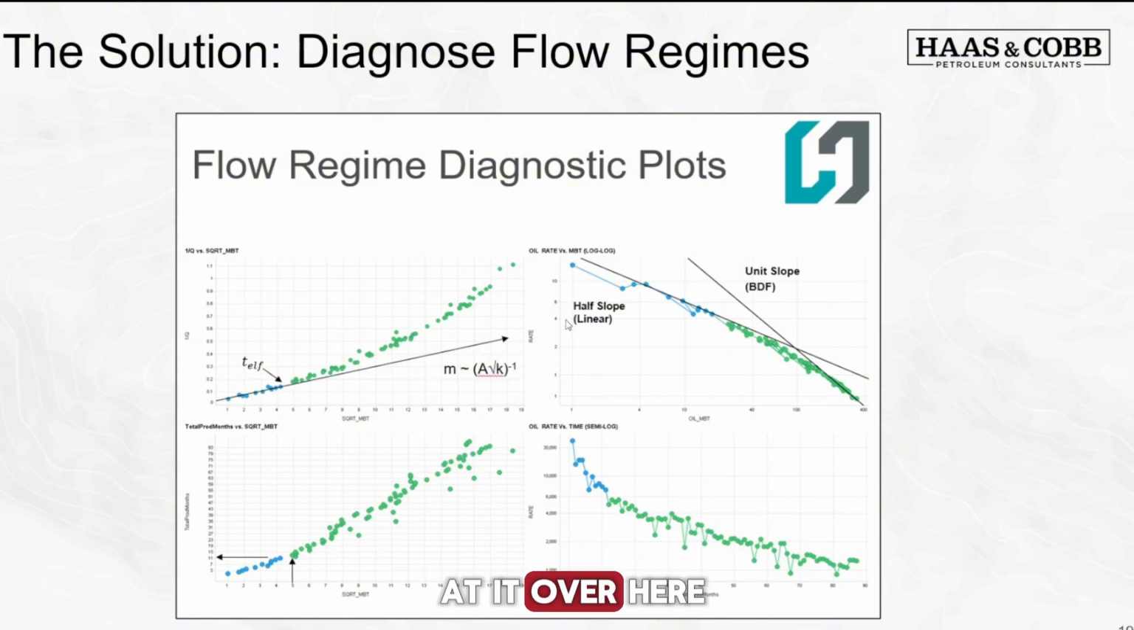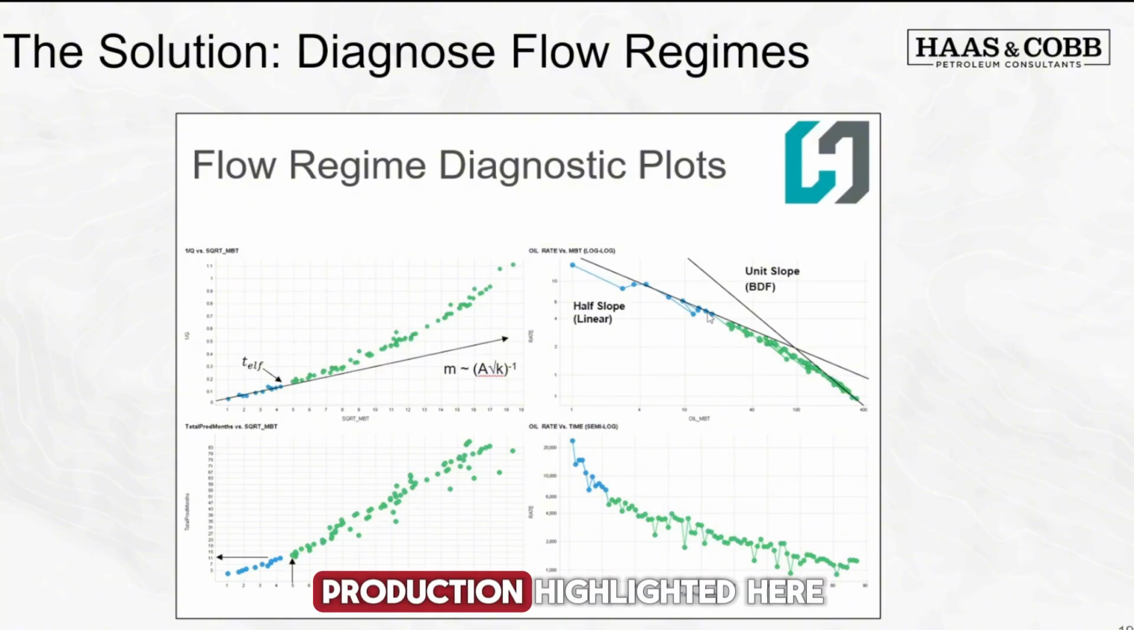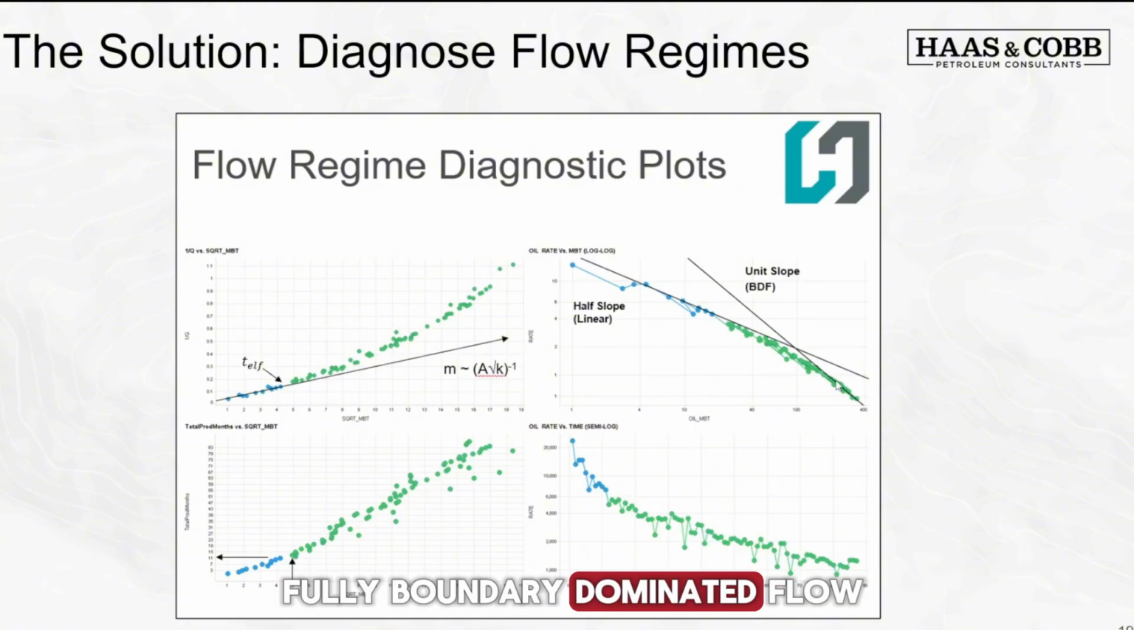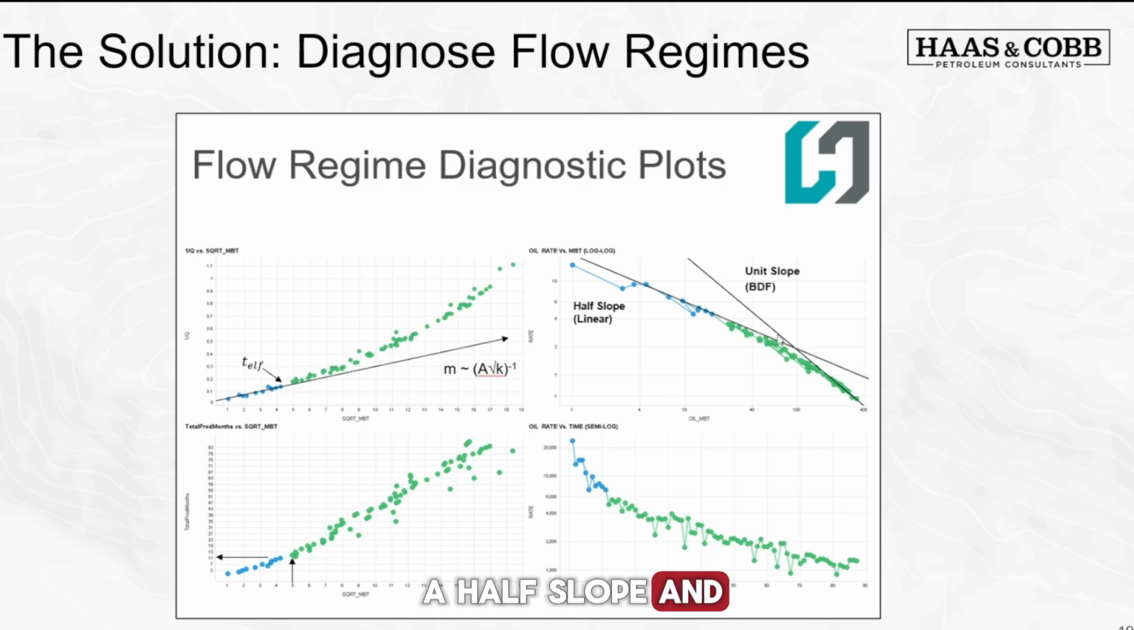Another way to look at it over here on the top right is your log rate versus log material balance time. Again, you've got a half slope here during the linear portion where I've got the blue monthly production highlighted here. And then once you get to a full unit slope, which is down here on this part of the curve, that's when you're in fully boundary dominated flow. So anything in between a half slope and a boundary dominated unit slope is in a transitional phase.